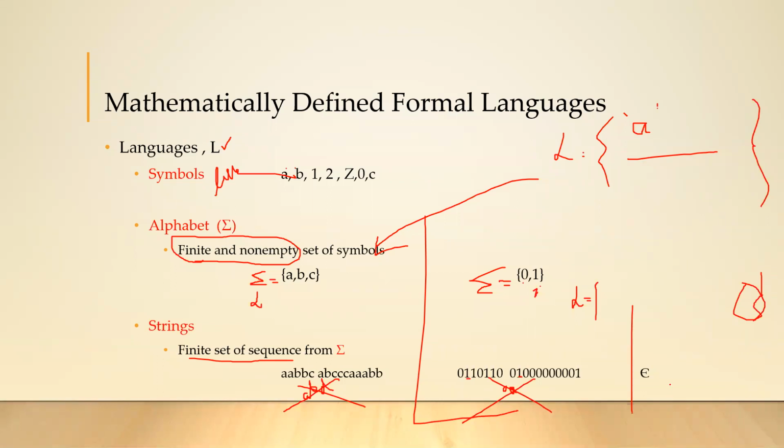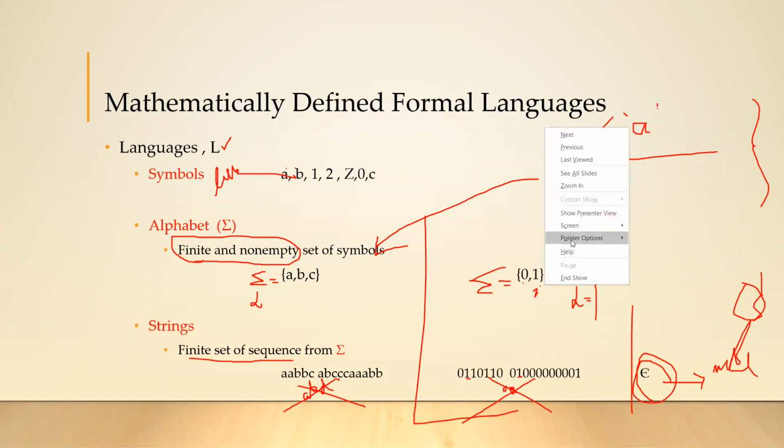Now, strings can have something called a null. When we talk about formal languages, null is always denoted by epsilon. This is the letter epsilon. Epsilon means nothing but null. A string need not always contain it, but it can contain a null value.